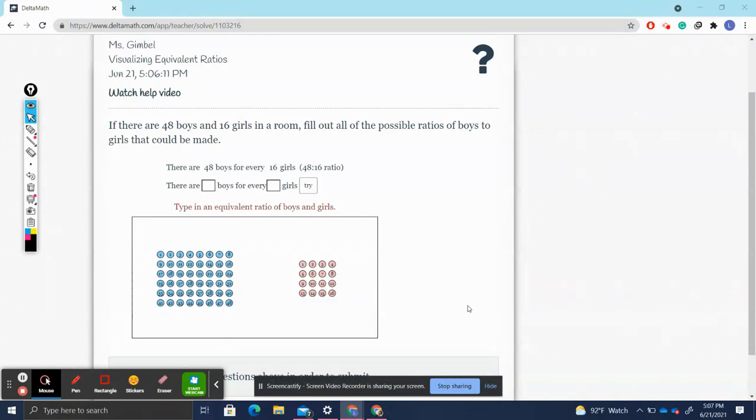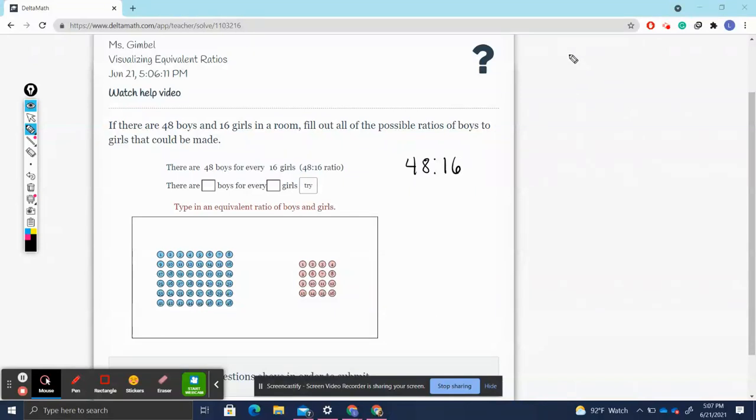Today we're going to talk about visualizing equivalent ratios. So let's look at the problem we're given. If there are 48 boys and 16 girls in a room, fill out all of the possible ratios of boys to girls that could be made. Now we want to look at the ratio that we begin with, which is 48 to 16.